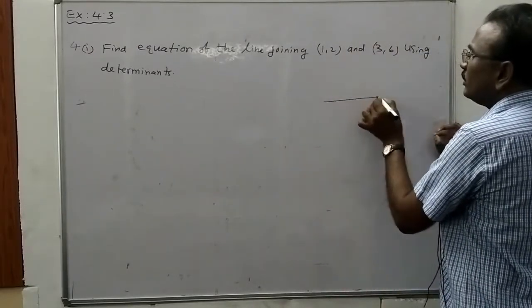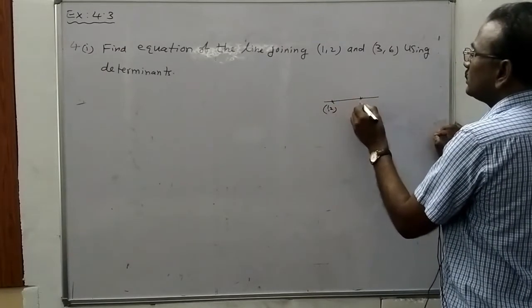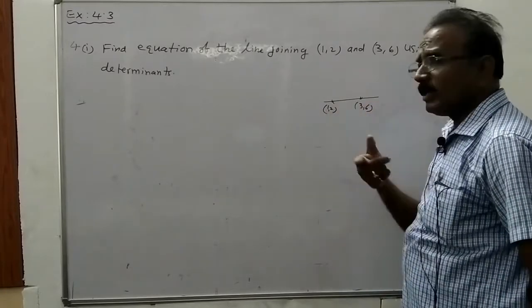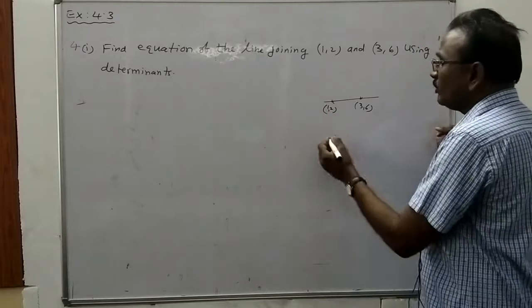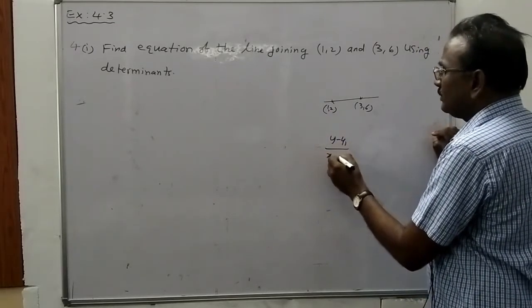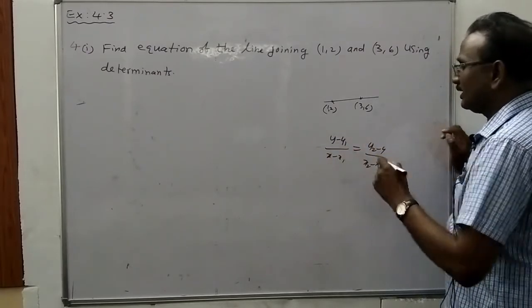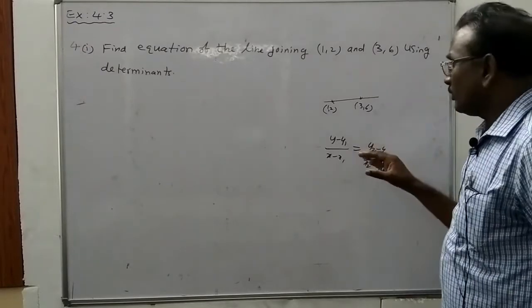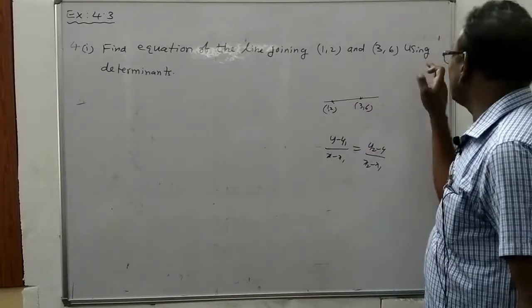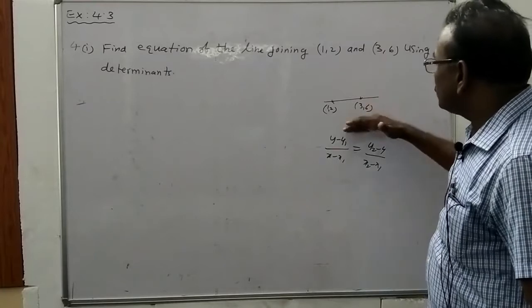So this is the line passing through 2 points, (1, 2) and (3, 6). Geometrically, how do we find the equation of a line passing through 2 points? We have the 2-point formula: (y minus y1) divided by (x minus x1) is equal to (y2 minus y1) by (x2 minus x1). Using this formula, we can find the equation of the line, but you are asked to use determinants, not geometry.